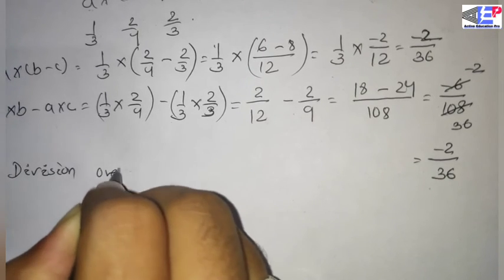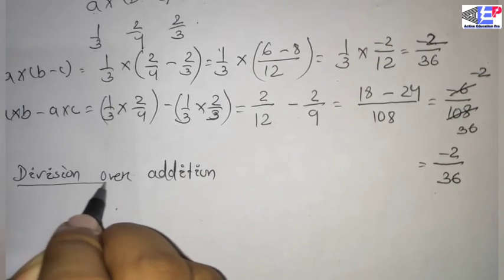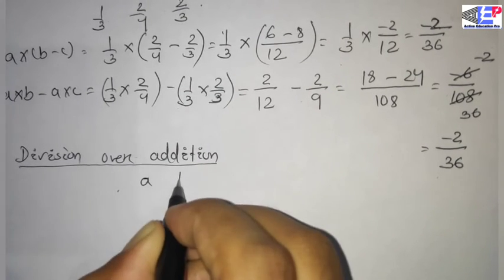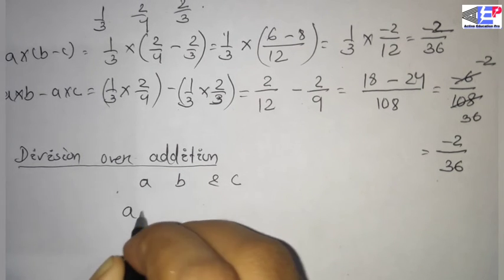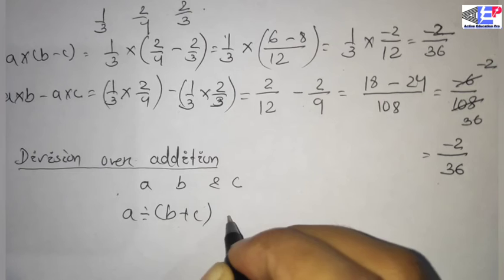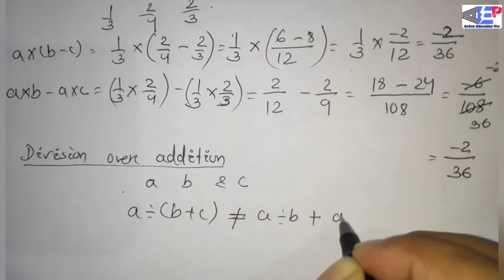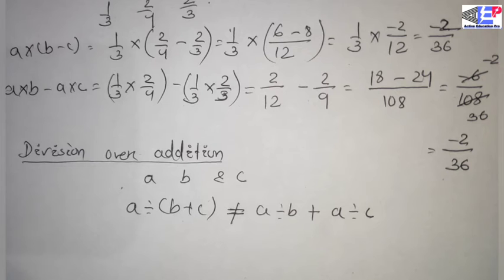Division over addition. So here check three numbers A, B and C. Division over addition says that A divided by B plus C is not equal to A divided by B plus A divided by C. The distributive property for division over addition of rational numbers says that A divided by B plus C is not equal to A divided by B plus A divided by C.